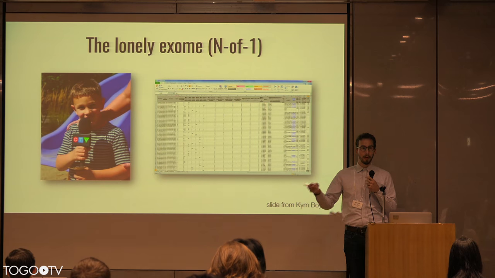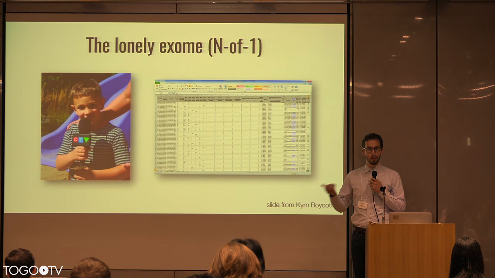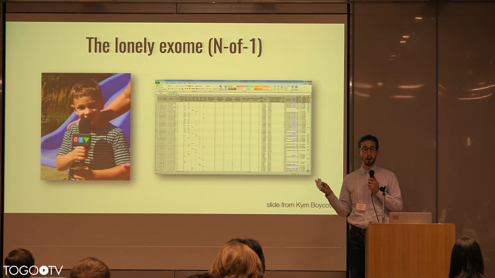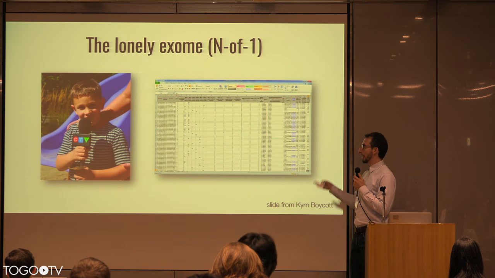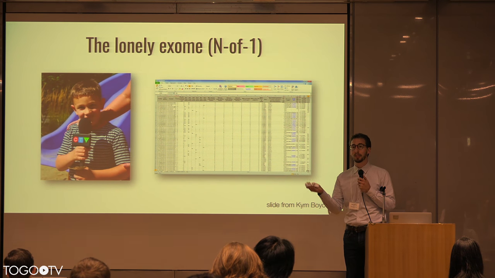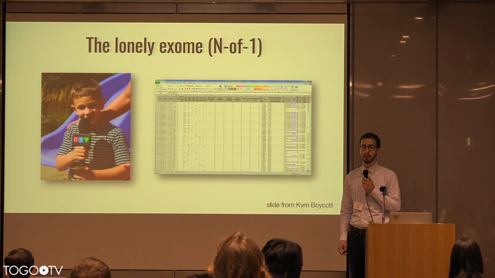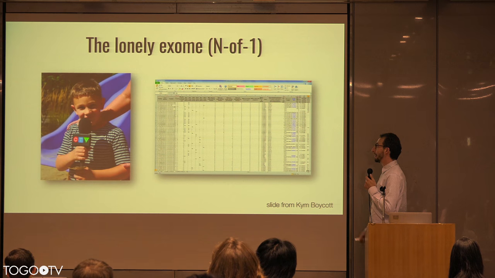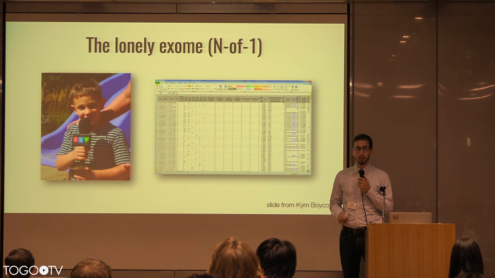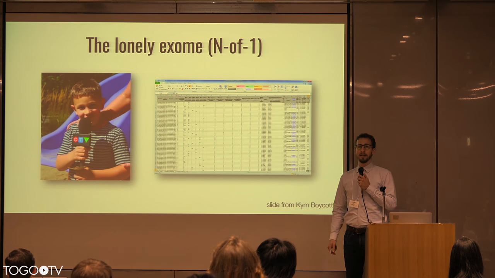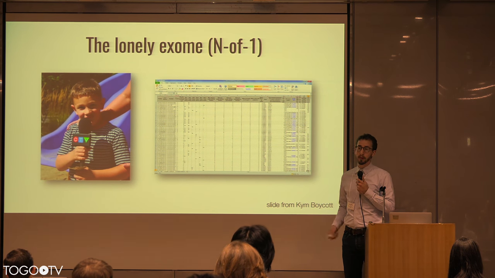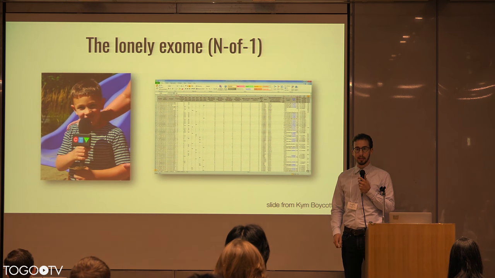I want to start by motivating this with a description of some of the cases that we end up seeing. This is Noah. He presented with ataxia and developmental delay. He was seen by a collaborator of ours, Kim Boycott, at CHEO in Ottawa. They did an exome to try to figure out what was wrong. They found variants in a gene that hadn't been previously implicated in any human disease.